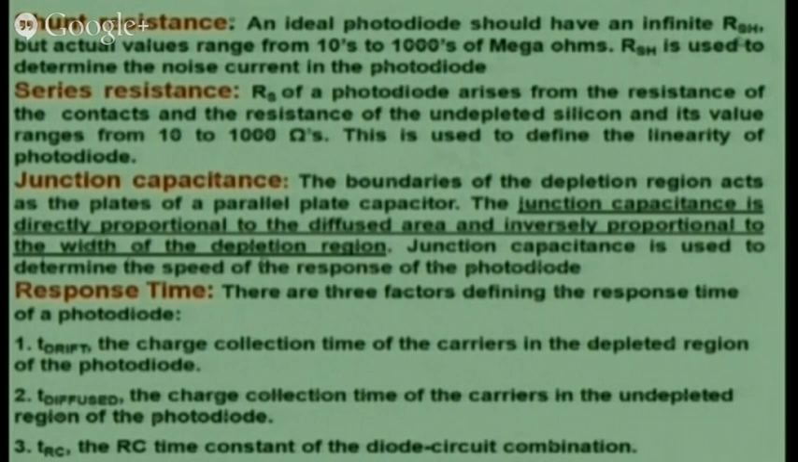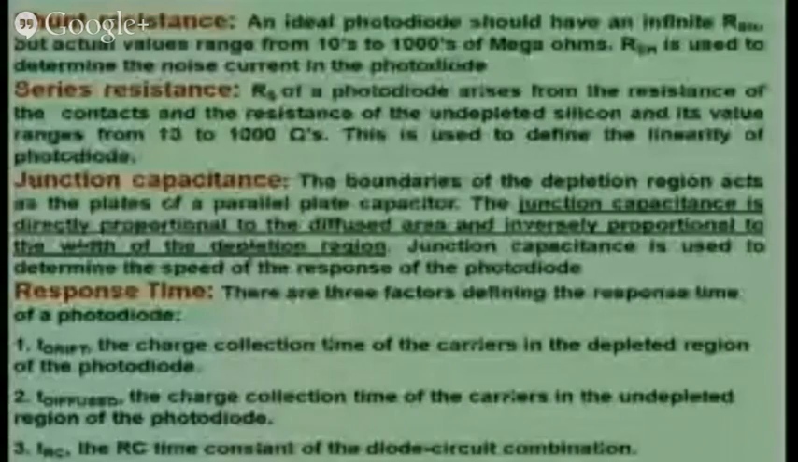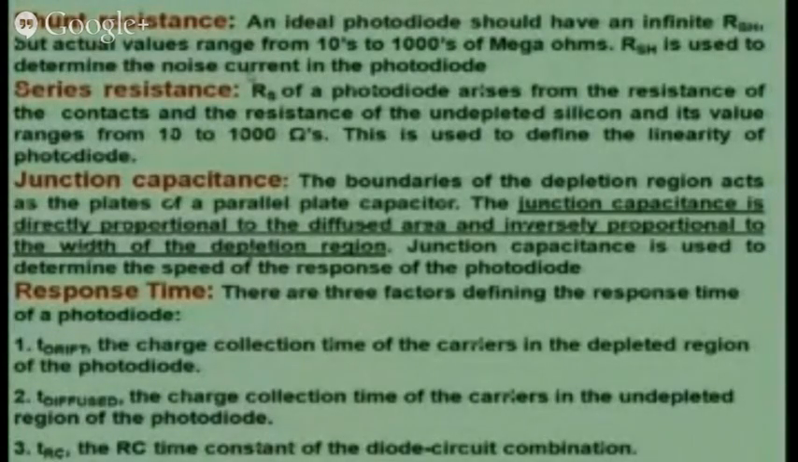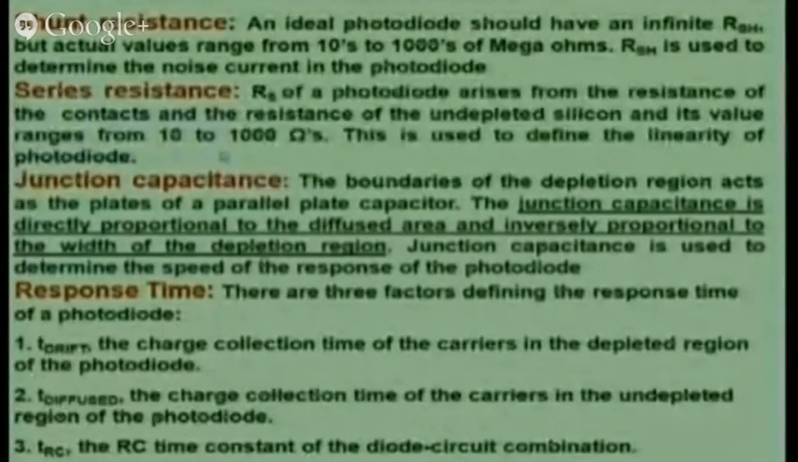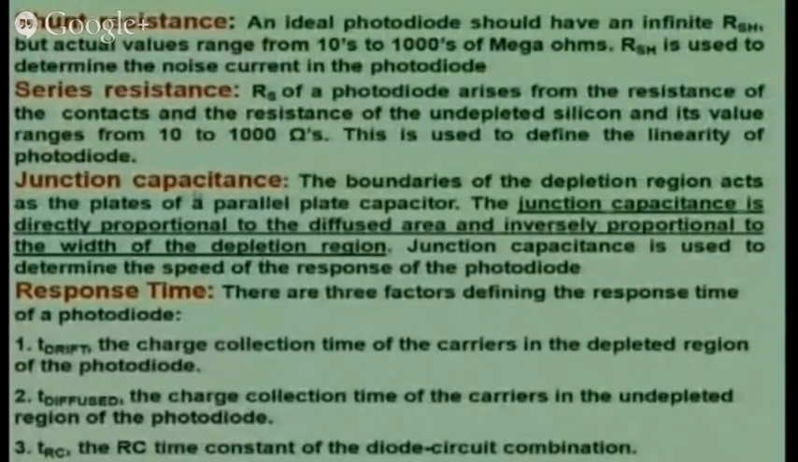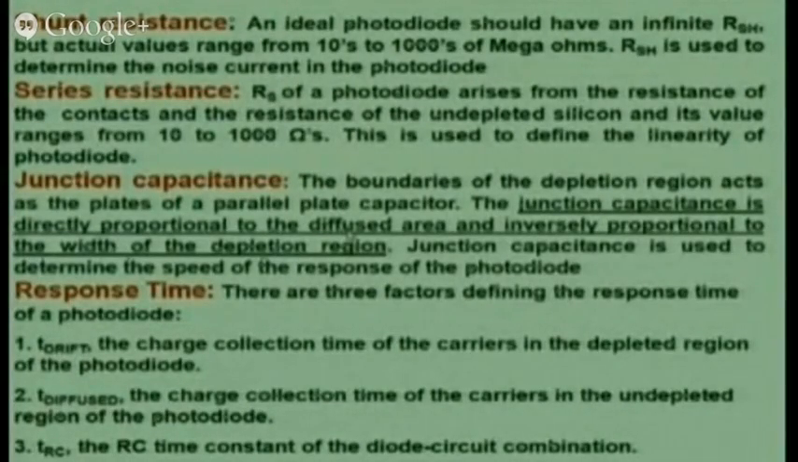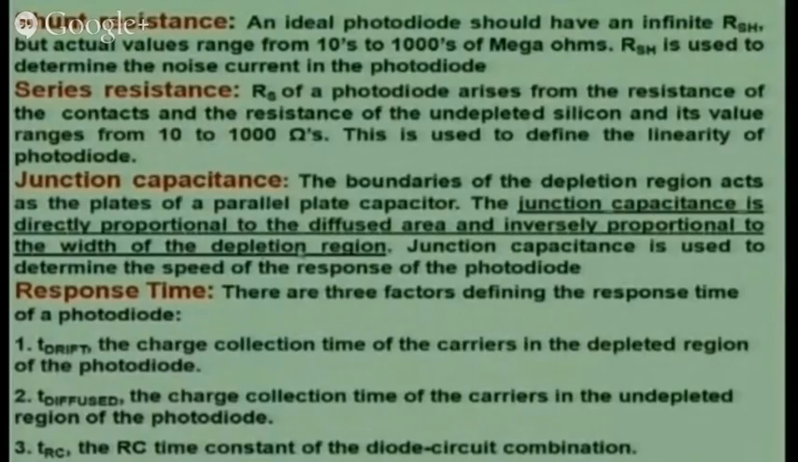So you have a shunt resistance, which ideally should be infinite, but ranges in thousands of mega ohms. This is used to monitor the noise current in the photodiode. We have a series resistance because of the undoped region, which is of the order of tens of ohms. We have a junction capacitance because of the parallel plates of charged ions at the junction itself. The junction capacitance is directly proportional to the diffused area, right? The larger the area, the larger the junction capacitance, and it is inversely proportional to the width of the depletion area. The capacitance is proportional to the area and inversely proportional to the spacing between the two plates.